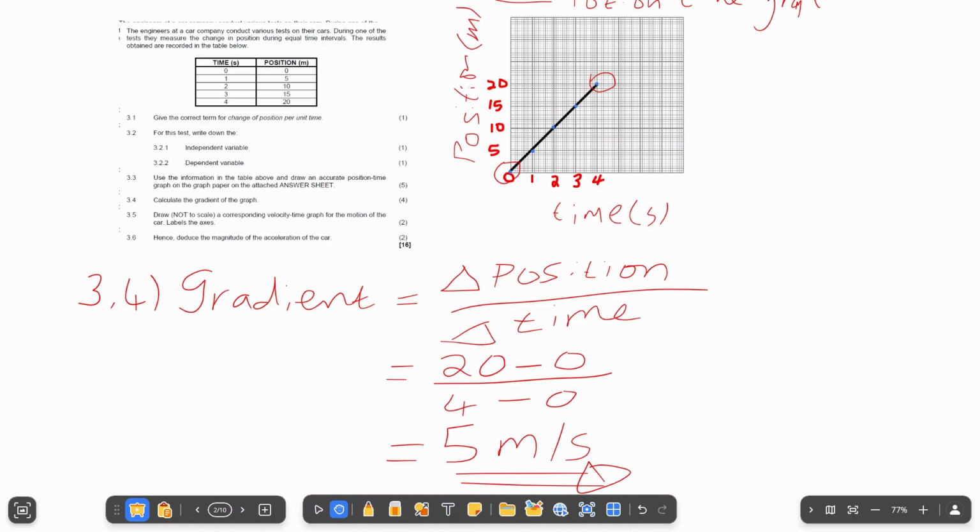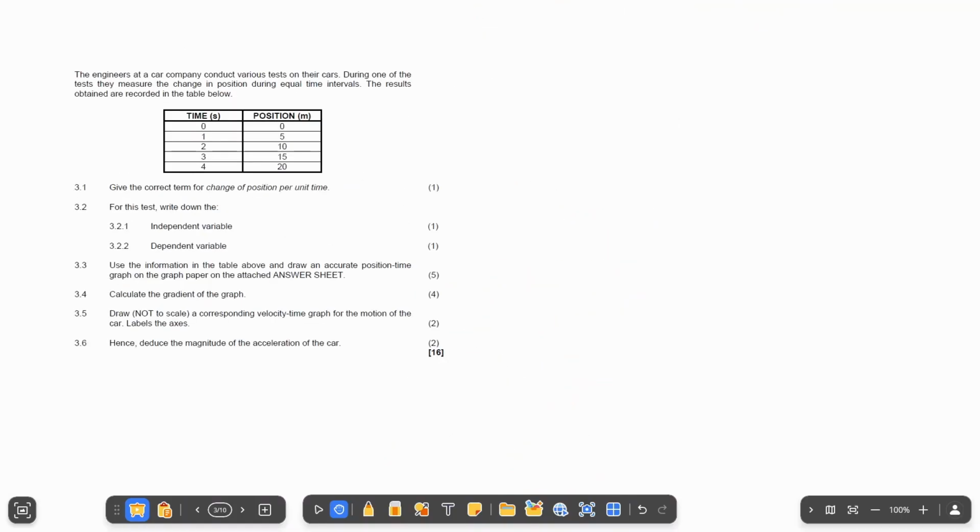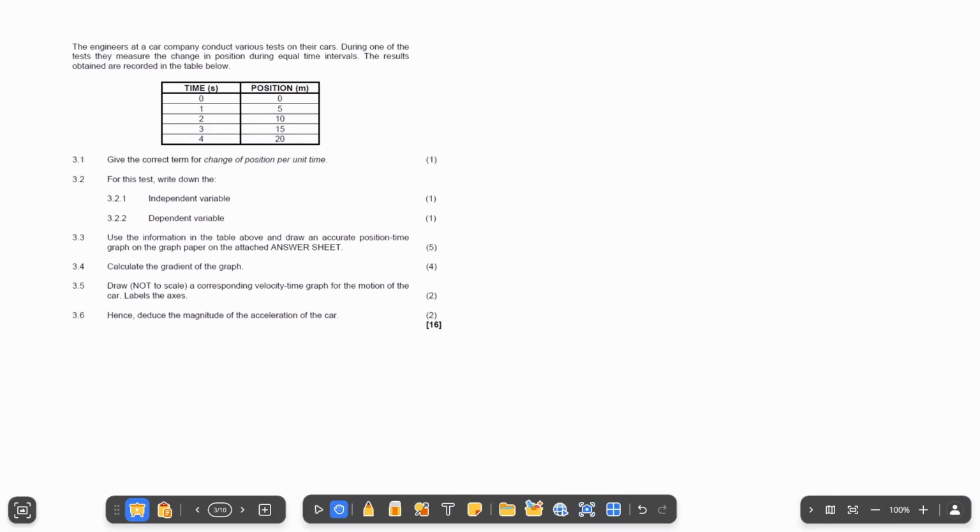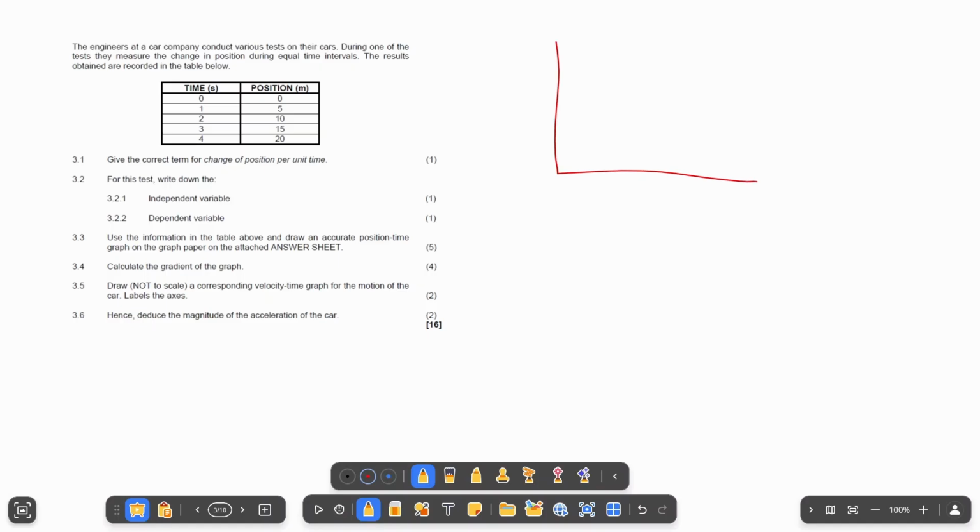So if we were to draw a velocity time graph for this motion, it means we will have something like this. Not to scale, meaning we don't have to use rulers and stuff. We can just draw random, right? We have velocity, and if there is time, time will always be the independent variable. And then we have velocity in meters per second, right? And then we will have a constant, a straight line there that shows that it is constant, it's not changing.